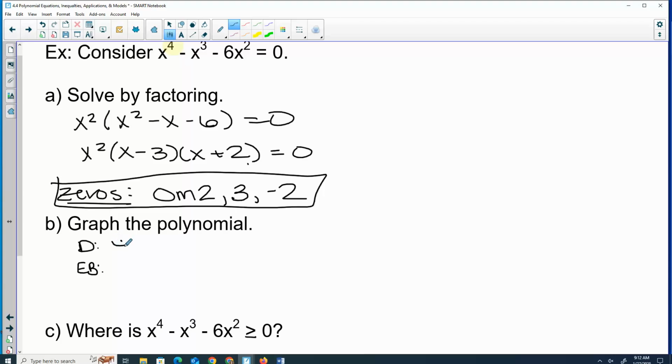4. So that means my end behavior is? The zeros we already listed, bounce or through. So what's going to happen at 0? Bounce, because it has an even multiplicity. And 3 and negative 2 will go through because their multiplicity is 1 and 1 is odd. What's the y-intercept if you plug in 0 for your x's?